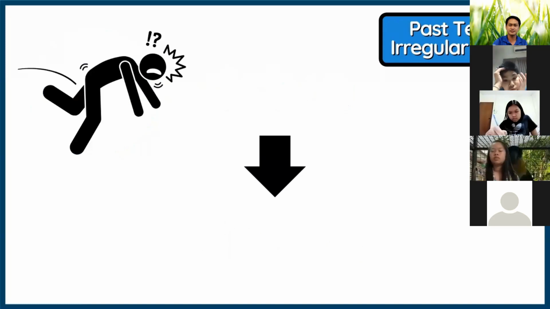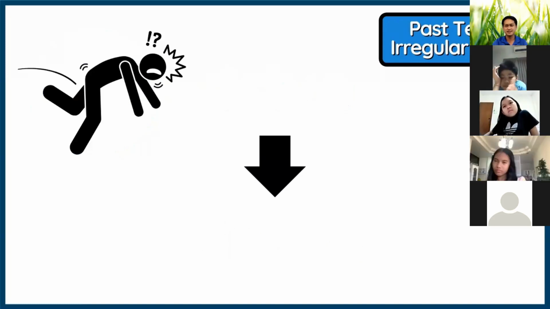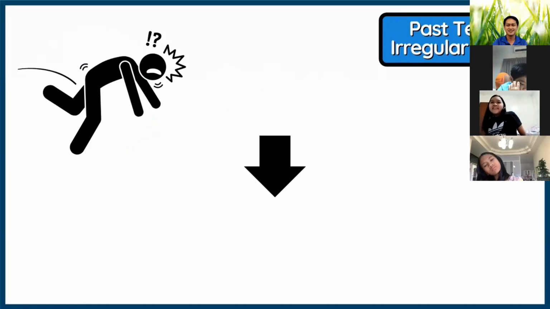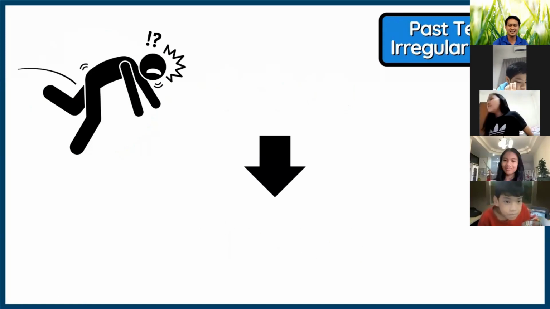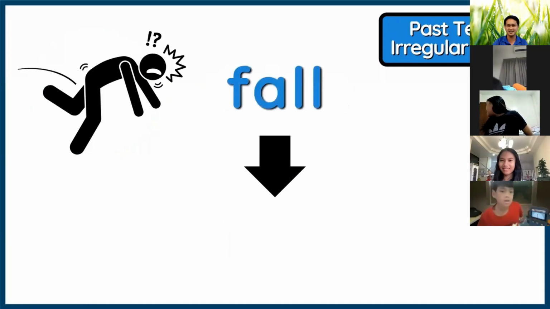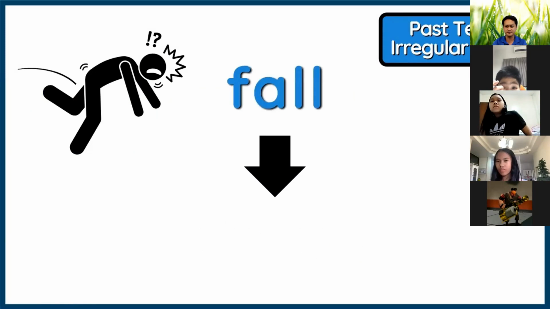Next. Fall. Very good. Fall. Can you spell the word fall? F-A-L-L. And what is the past tense for the verb fall? Fall. F-E-L-L. Fell. Very good. Fell. F-E-L-L. Very good.